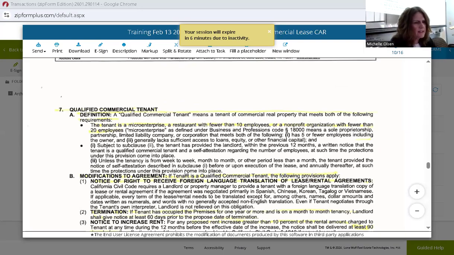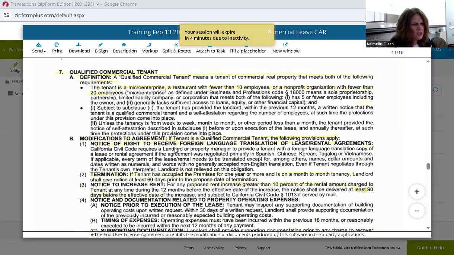So 7 goes over what a qualified commercial tenant is. It's a restaurant with fewer than 10 employees or a nonprofit with fewer than 20 employees, as defined under the Business and Professions Code. And you can read this, or has 5 or fewer employees, including the owner. Read all of this to know if your particular tenant is a qualified commercial tenant.